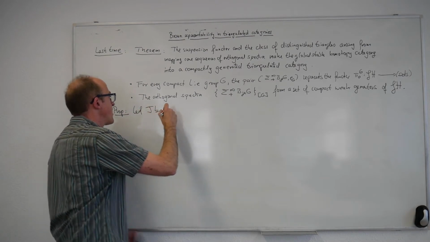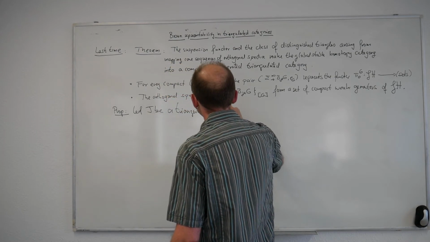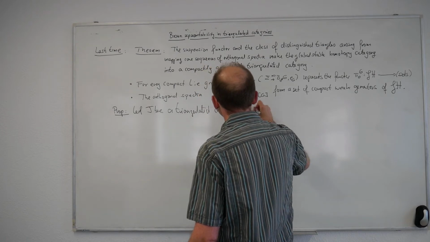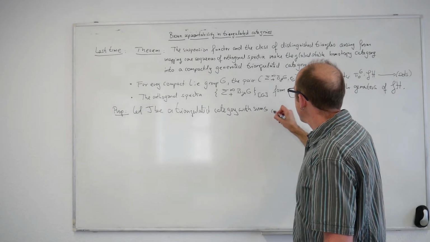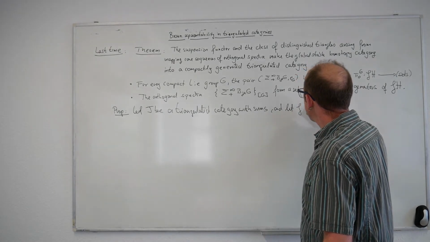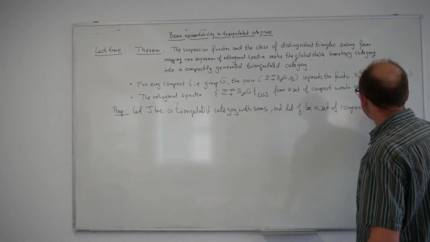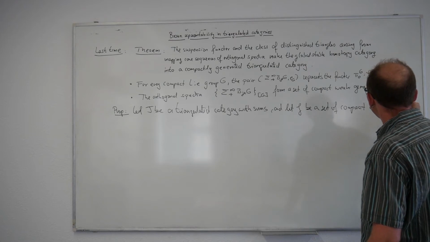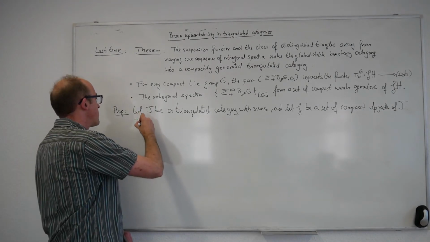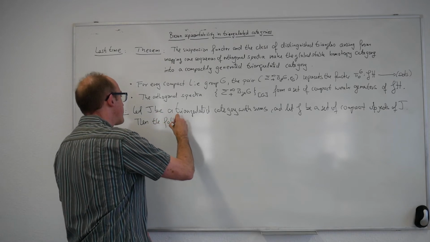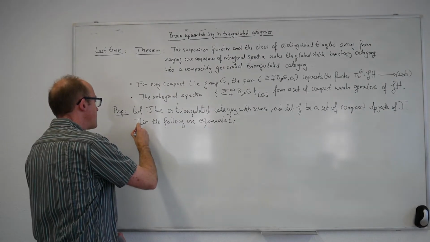So let T be a triangulated category with sums. And the emphasis is on infinite sums. Finite sums have to be there because it's additive. And let G be a set of compact objects, so objects such that mapping out of them takes infinite coproducts to sums. And then the following two conditions are equivalent. The first condition is that G is a set of weak generators.